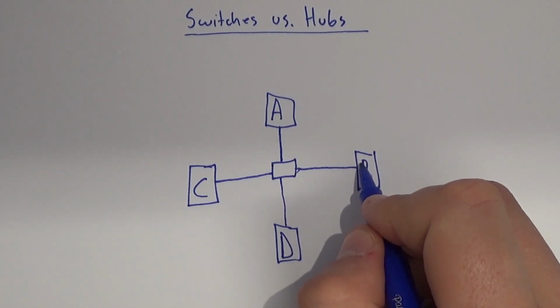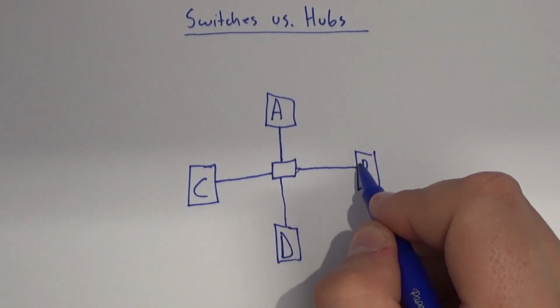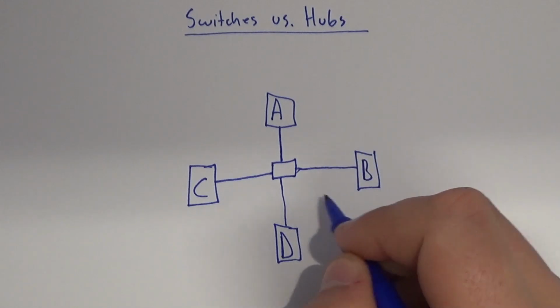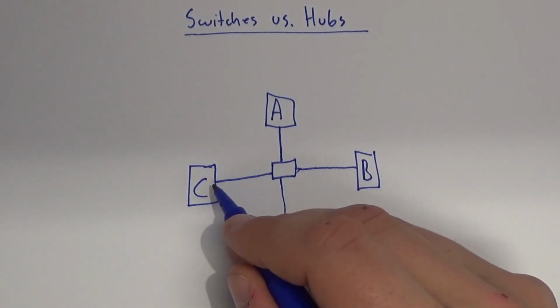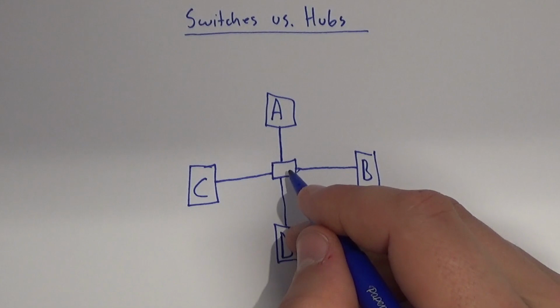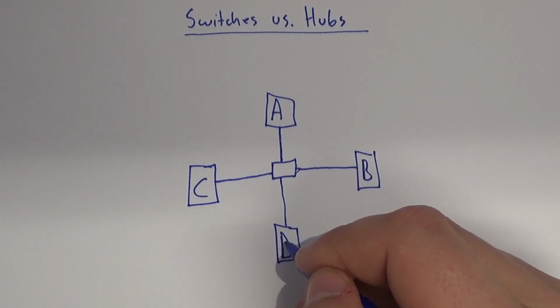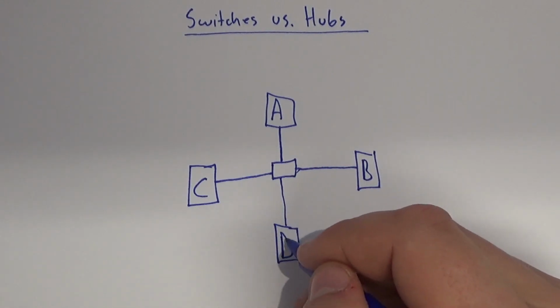Now when B receives it, it's going to look at the MAC address and say, hey, that's not my MAC address, and it's just going to drop the frame. C is going to do the same thing. It's going to say, that's not my MAC address, it's going to drop the frame. D is going to get the message, and it's going to go ahead and say, hey, that is my MAC address, and it will receive it.